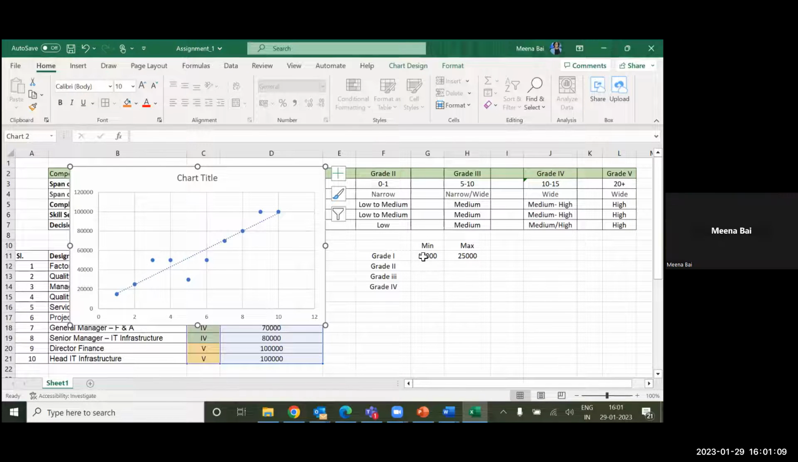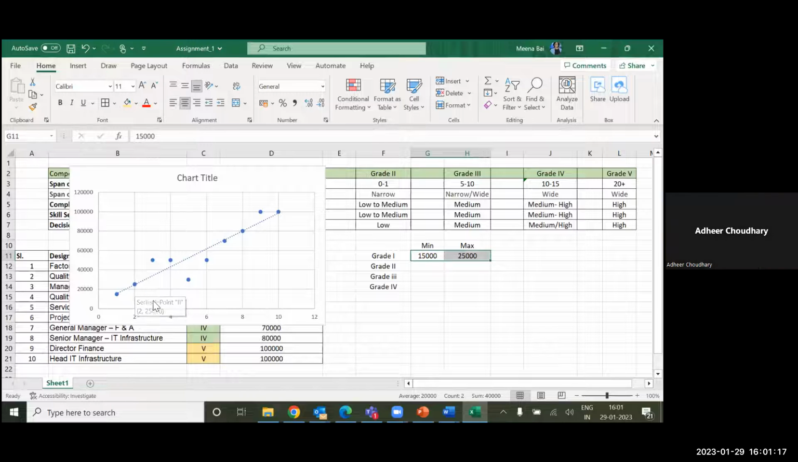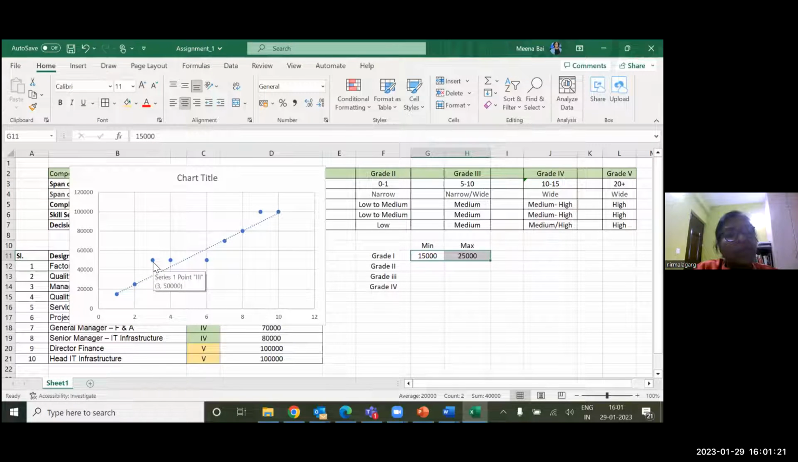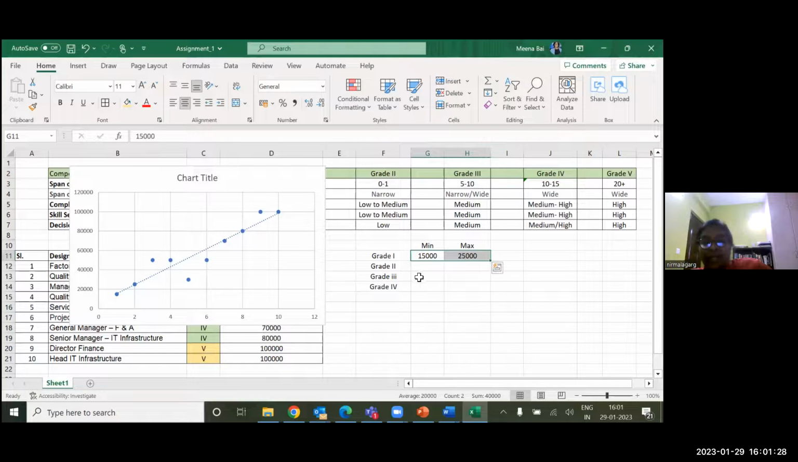Grade 1 is 15 to 20. Can you see grade 2 is 25? Grade 2 is 25. Grade 3 is 50. Yeah, it is 50. You can put that there. First, we will just go by what the data is reflecting, then I'll tell you what.